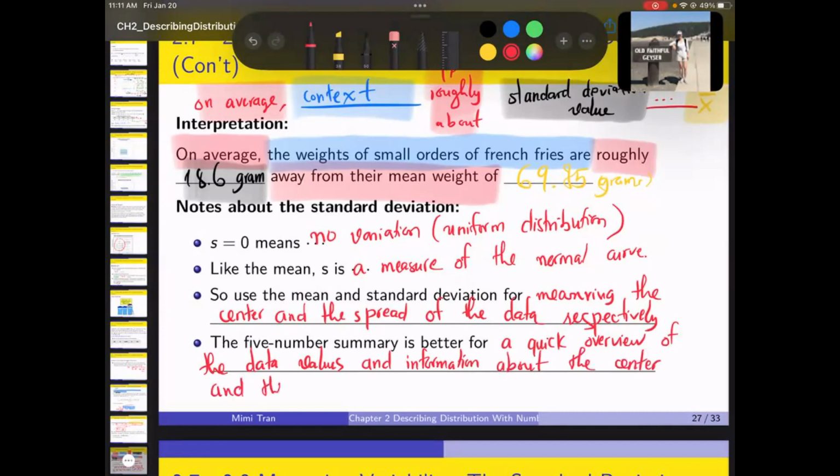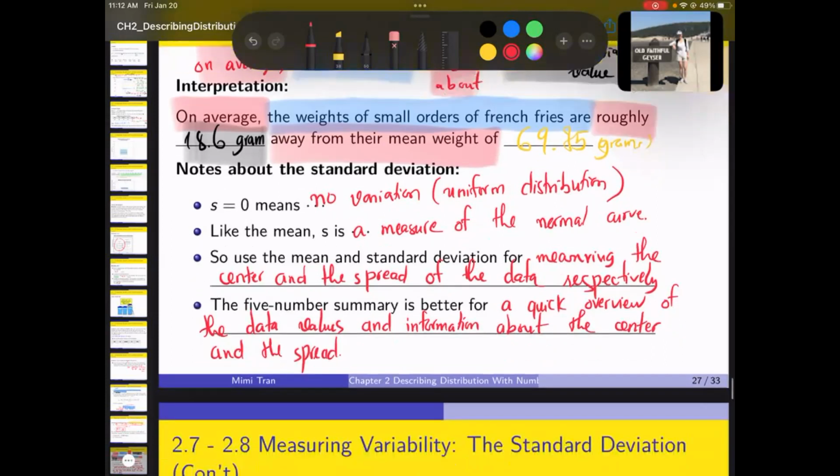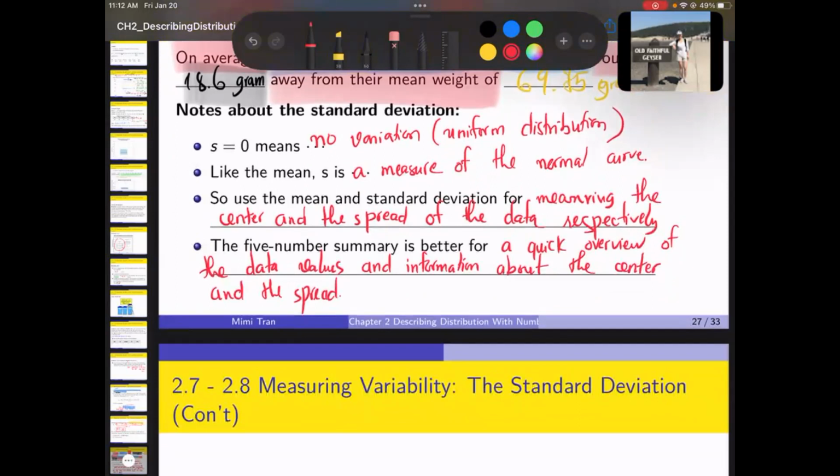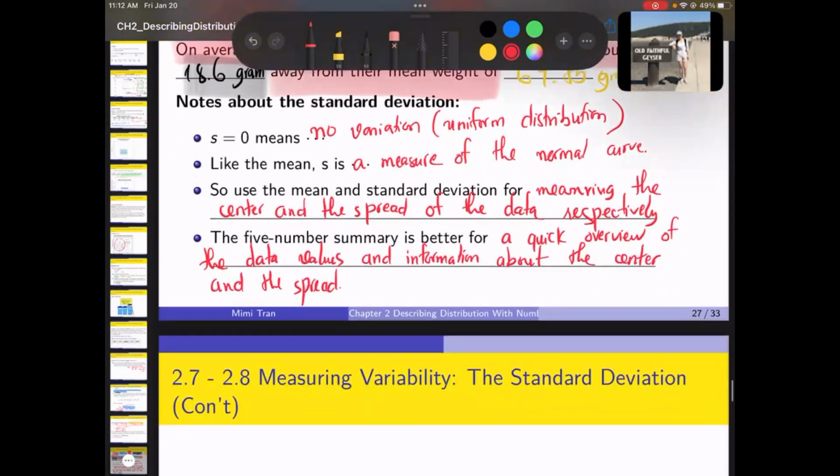Because if you look at the five number summary, what do you see? You see the median, right? Median is one of the measures of the center. What else do you see in the five number summary? Q1 and Q3. What can you get from Q1 and Q3? IQR, that's a measure of spread. It's kind of like standard deviation here. So looking at that, you'll be able to have a picture of what the center is and what the spread is.